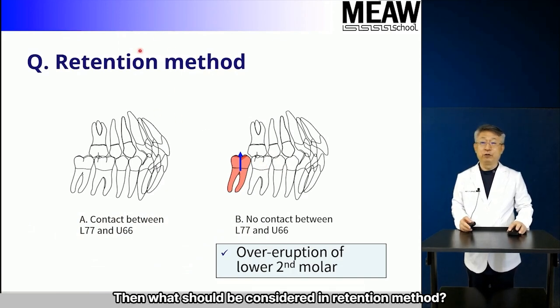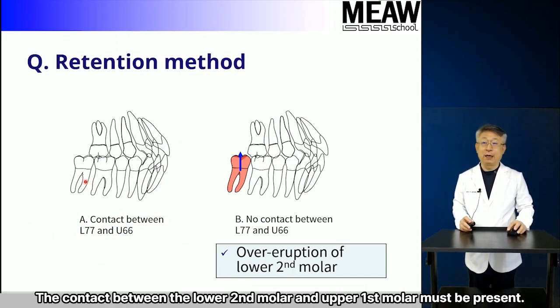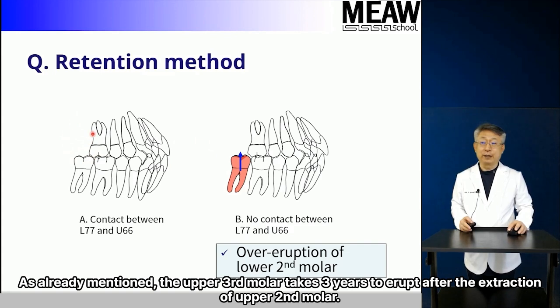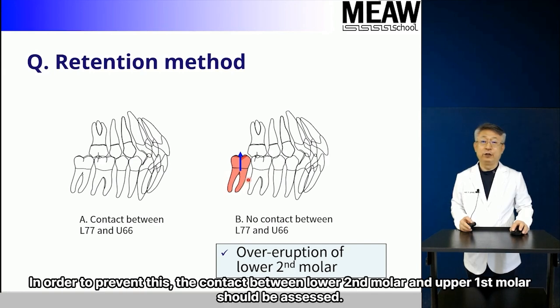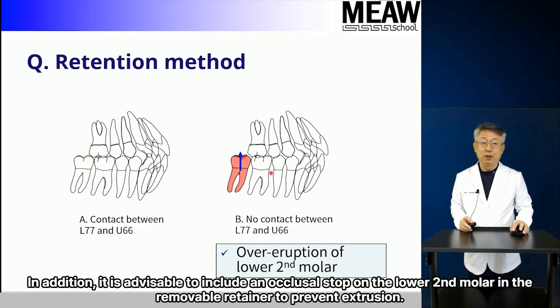Then what should be considered in retention method? The contact between the lower second molar and upper first molar must be present. As already mentioned, the upper third molar takes 3 years to erupt after the extraction of upper second molar. During these 3 years, the lower second molar should not be over-erupted because it will worsen Class II malocclusion. In order to prevent this, the contact between lower second molar and upper first molar should be assessed. In addition, it is advisable to include an occlusal stop on the lower second molar in the removable retainer to prevent extrusion.